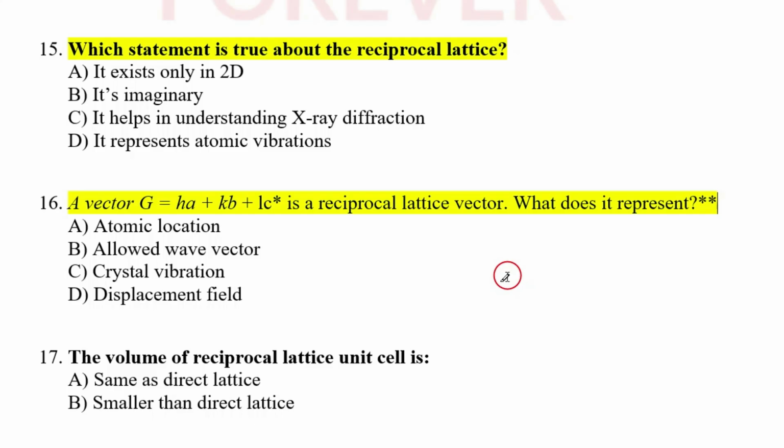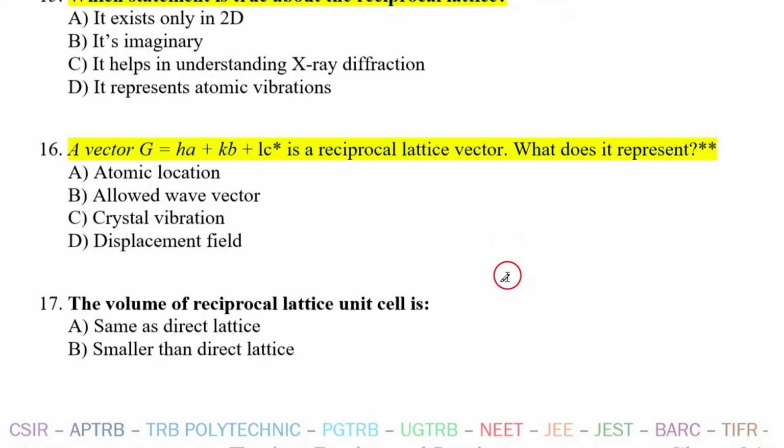Then question number 16, a vector G equals HA plus KB plus LC is a reciprocal lattice vector, then what does it represent? So there, especially, they have asked for LC. So we have to remember that. There should be some point we have to mention in that. It is given that LC is equal to HKL. In that C there should be a star mark. We have to say something, so we have to remember that.